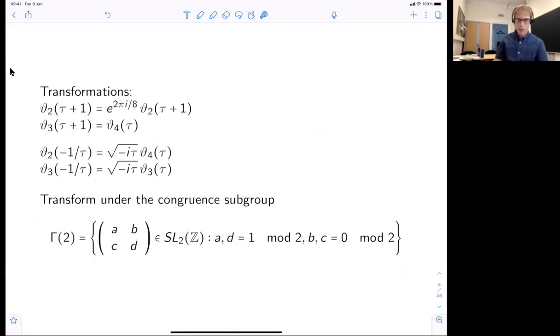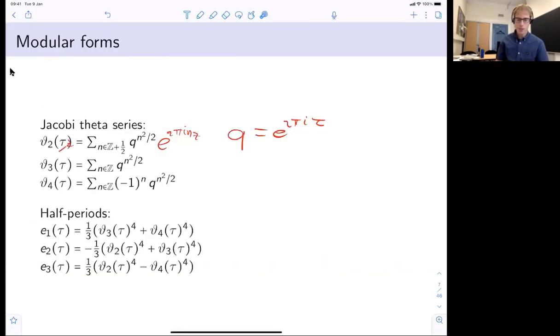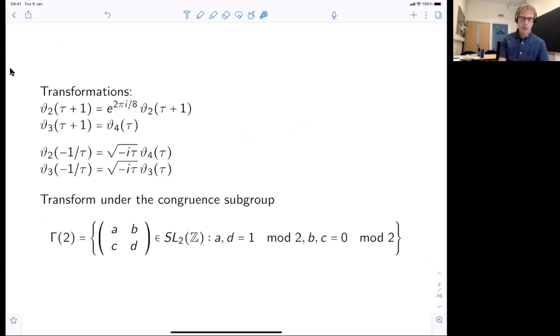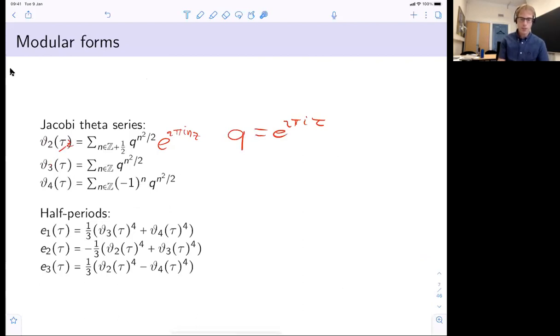And these functions show some remarkable properties. One thing is that, because the exponents are basically integers or fractions, we can make shifts of tau to tau plus 1, and we get some phase. The functions are multiplied by a phase. If you do it for theta 3, then theta 3 becomes theta 4.